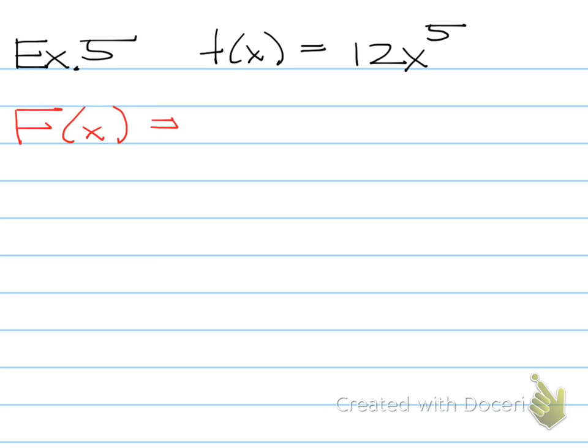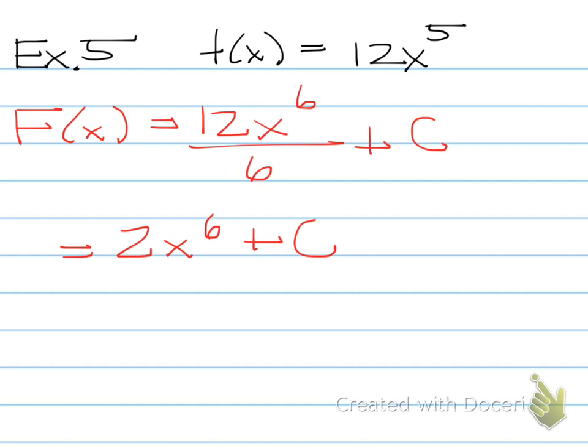Now we want to find the antiderivative of these functions. Notice the notation, we're using a capital F to represent the antiderivative. So we're going to increase the exponent by 1. So we're going to increase the 5 to 6 and then divide that whole term by the new exponent 6. So 12 times x to the 6th power, and then put that new power in the denominator. And then we can simplify that. 12 divided by 6 is 2. Don't forget the constant. 2x to the 6th plus c.